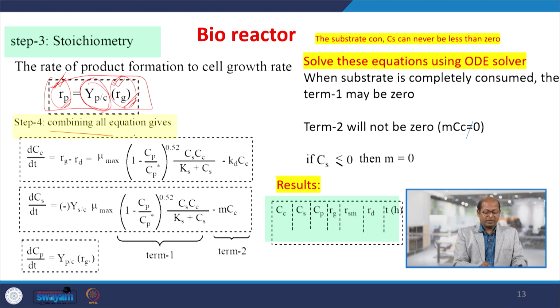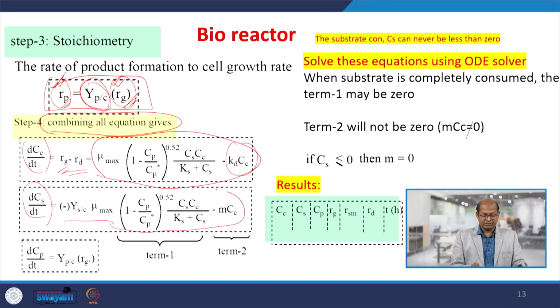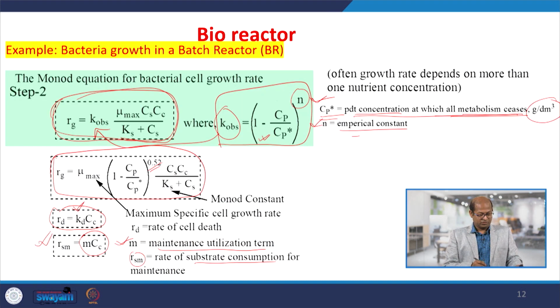Okay. Now, combining all the equations that we have shown here, dCc by dt equals Rg minus Rd, which we can write this way, with Rd equal to this, and the rest of the part is Rg. And dCs by dt we can write this way, and dCp by dt we can write in this way. Okay. So, now these are the three equations. Also, these equations are there for the disappearance of the substrate, and the rate of cell death, that is Rd.